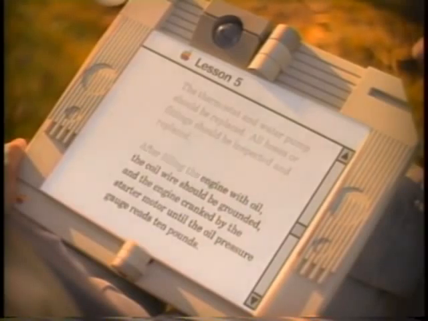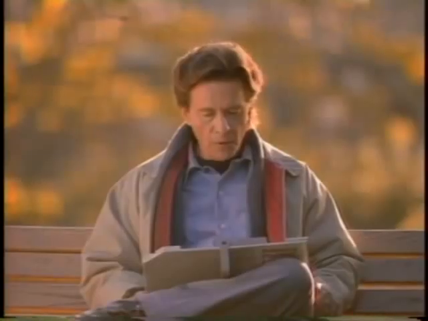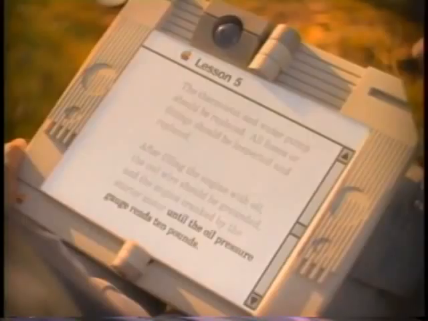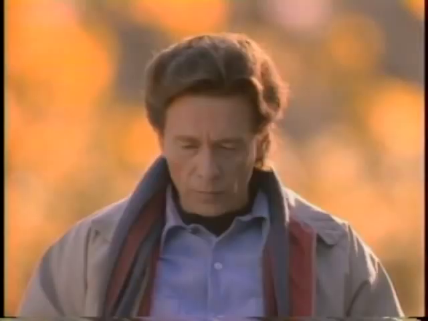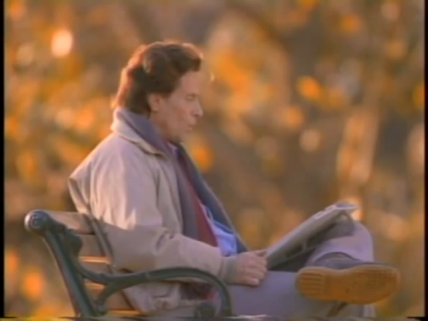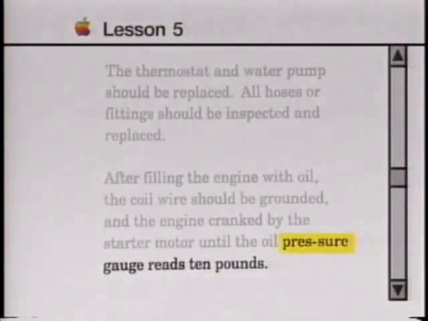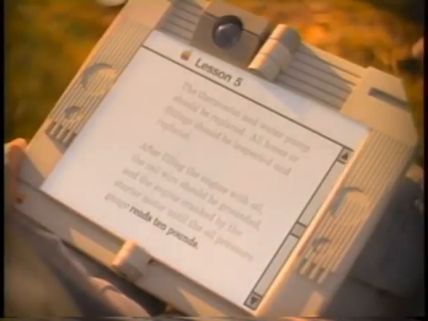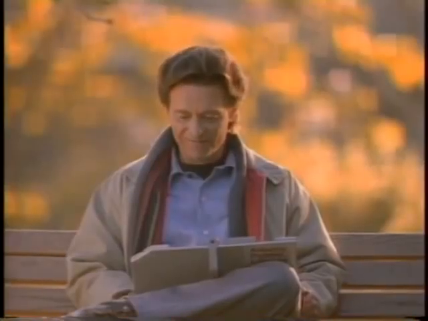After filling the engine with oil, the coil wire should be grounded and the engine cranked by the starter motor until the oil pressure gauge reads 10 pounds. What's this word? Pressure. Oh, pressure. Would you like to go on to lesson 6? No, I want to read this.